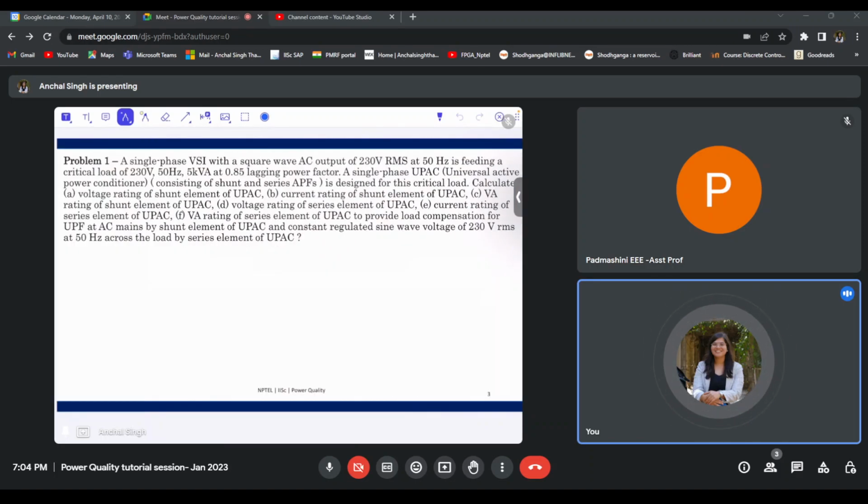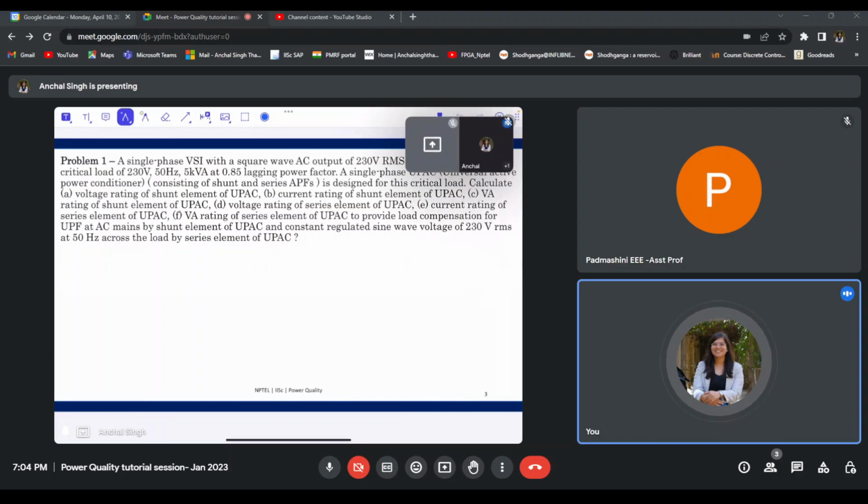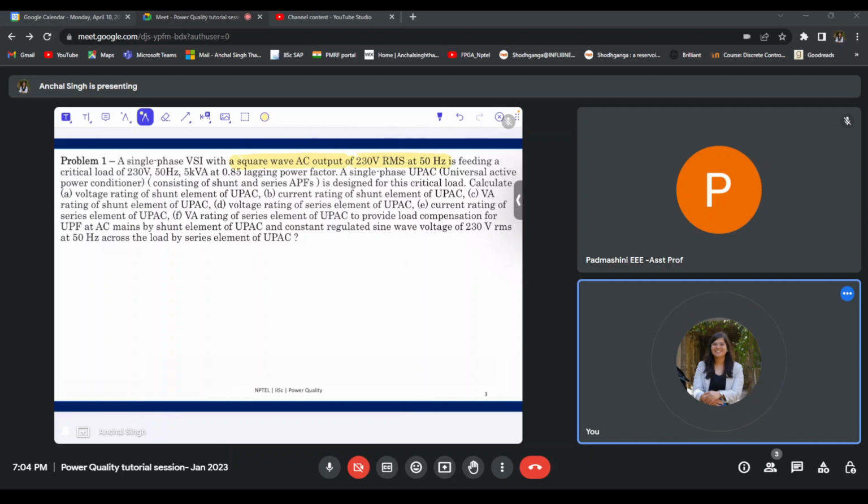So the first problem that we are going to take care of in today's session is related to a single phase voltage source inverter with a square wave AC output. The AC output is given in the form of a square wave, and the magnitude is 230 volt RMS at 50 hertz, feeding a critical load of 230 volt 50 hertz, 5 kVA at 0.85 lagging power factor.